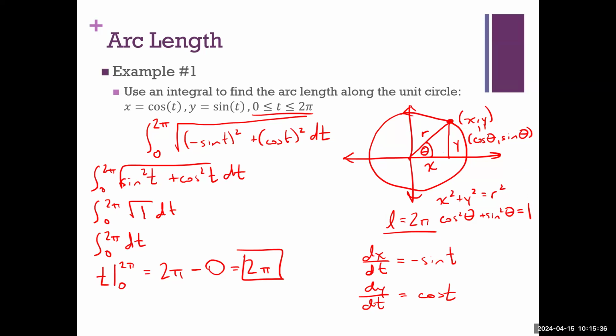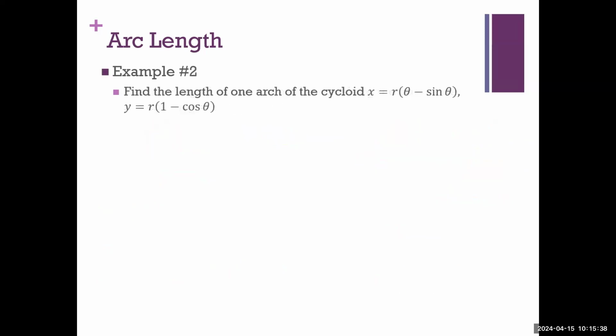All right, let's do one more. We've talked about this cycloid a few times and done a few different things with it. Again, it looks like this. Basically it's a series of arches. And I think previously we found some slopes of tangents in certain places. We found the area under one of these arches. Now I want to find out how long one of these arches is.